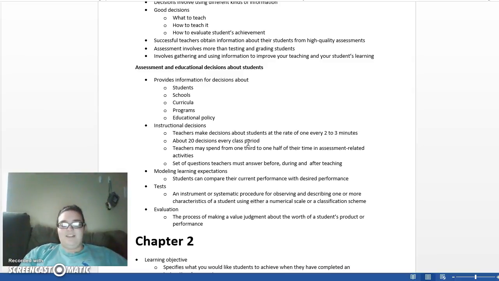Just think of how many decisions as a teacher that we're going to be making, which I think is awesome, and I think that it's crazy that that many decisions are made just in that short of a period of time. And teachers may spend from 1/3 to 1/2 of their time in assessment-related activities, which I think is a really key tool for your students, because your students aren't going to be able to just learn if you're reading from a book. You have to be able to take them into an assessment, or just be able to show them different things.